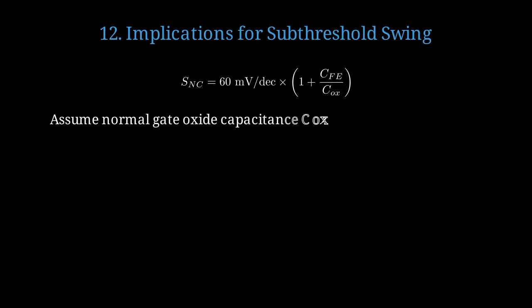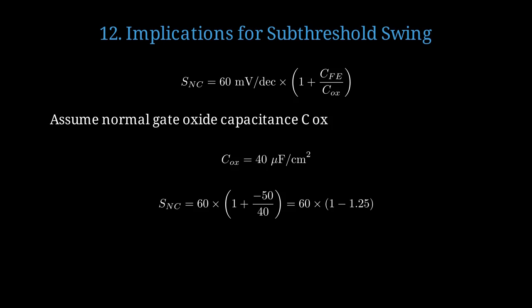Let's calculate how this impacts the transistor subthreshold swing. The negative capacitance subthreshold swing equals 60 millivolts per decade times 1 plus CFE over Cox. Assume a typical gate oxide capacitance Cox for comparison. Let Cox equal 40 microfarads per square centimeter. Then SNC equals 60 times 1 minus 1.25. This gives SNC equals negative 15 millivolts per decade.